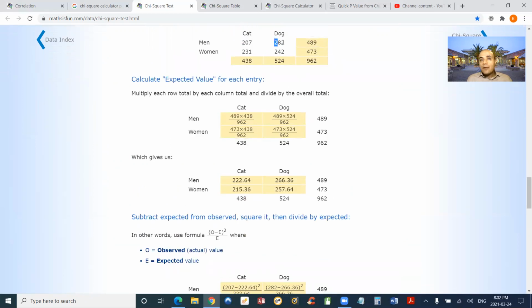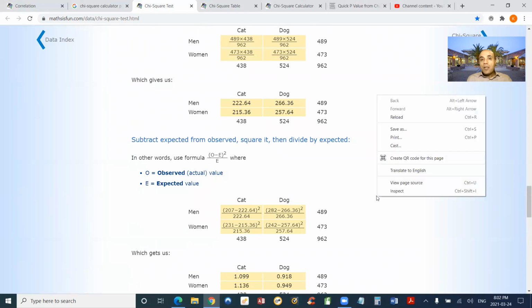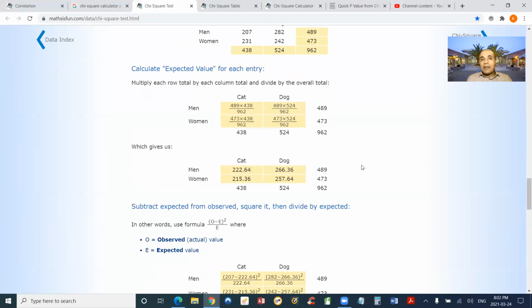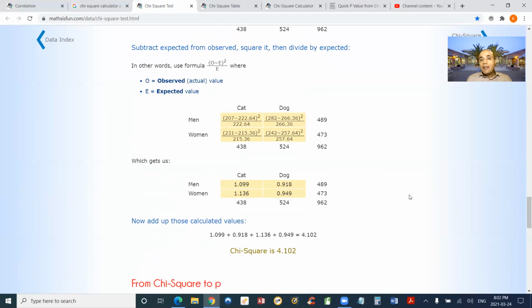282, 266, you subtract them to the power of 2 divided by 266, and that's how you're going to do it. One more time, let's do this and complete this. 231 minus 215 to the power of 2 divided by 215. 242 minus 257 to the power of 2 divided by 257. And we did that calculation and we got the numbers in this table.